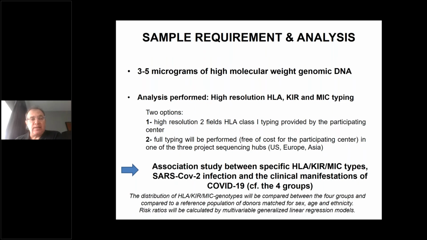These are the sample requirements for analysis: 3 to 5 micrograms of high molecular weight genomic DNA. The analysis which will be performed is high resolution HLA, KIR and MYC typing by NGS. So for HLA loci, all 11 loci are analyzed to 2 fields resolution, and we cover the cost for the sequencing if it's done by us centrally. If a group wants to provide his or her own sequencing data, of course it should match ours, but we cannot cover cost inside participating lab. If the samples are sent to us, we cover all the costs.